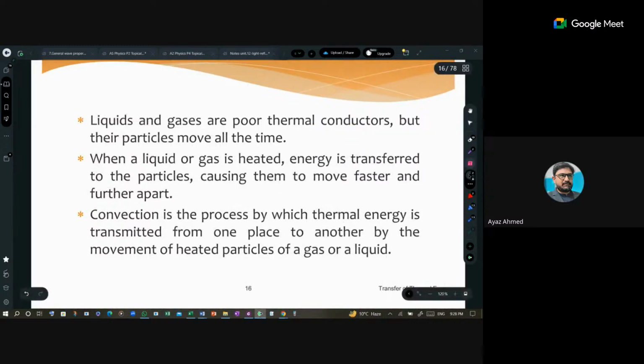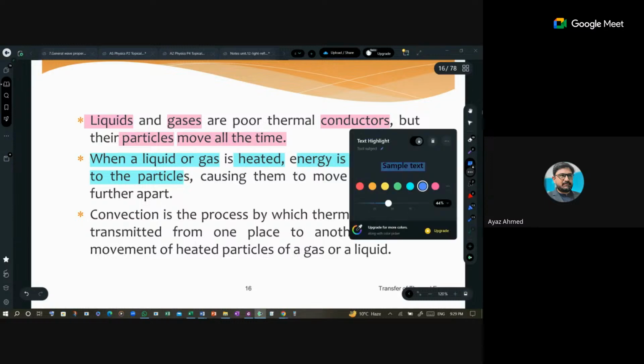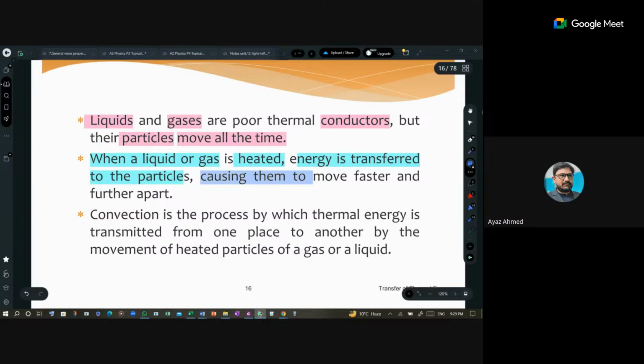So let's relate that over with our convection mechanism. Liquids and gases are poor thermal conductors. I have explained this why, because their molecules are far apart. But their particles move all the time. That is the reason. The particles do not vibrate. So conduction has a limitation. Conduction will only take place when vibration will be there and free electron diffusion will be there. When a liquid or gas is heated, energy is transferred to the particles, causing them to move faster and further apart.